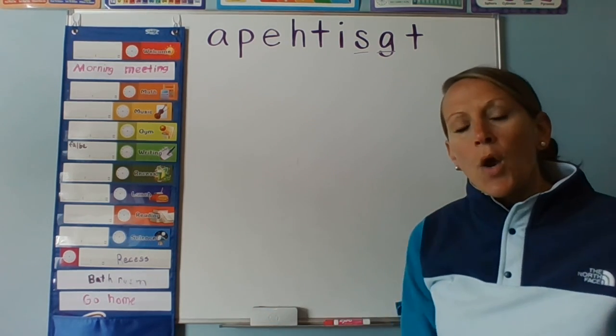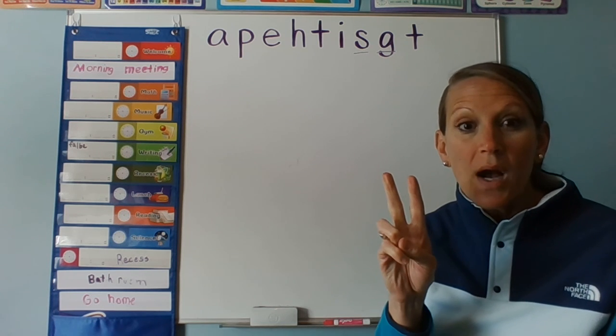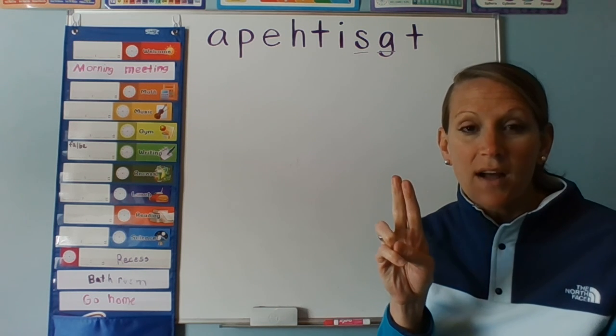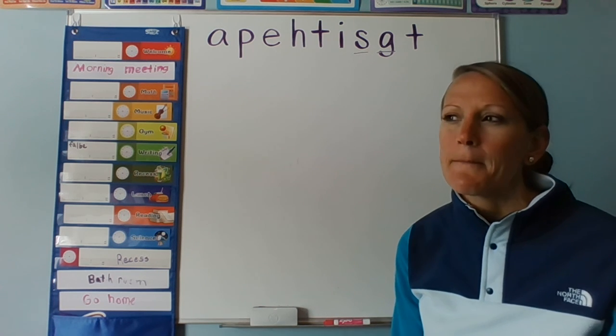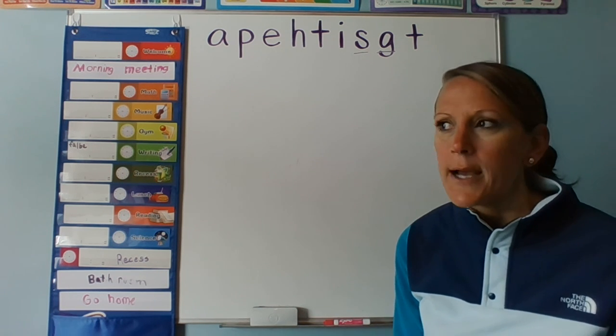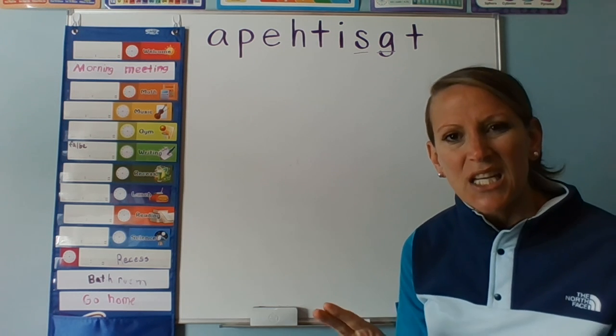So, we have what's called blends. Blends are when we have two consonants together. They're called consonant blends, and we can hear both sounds. So, for instance, like ST in steam, we can hear the st.